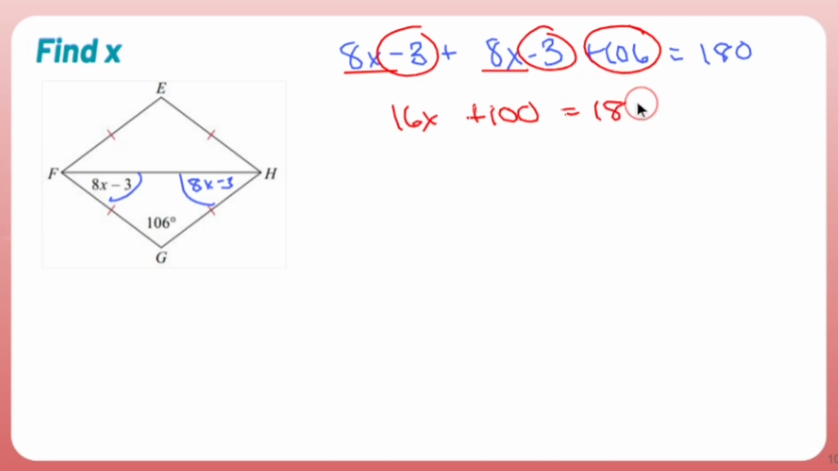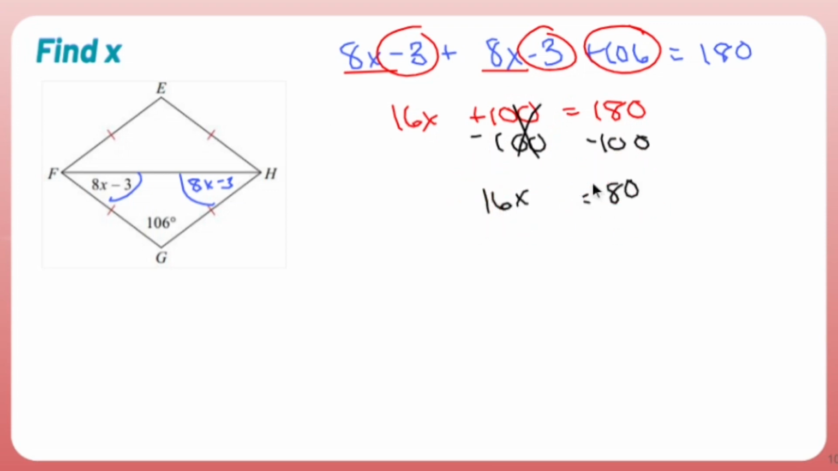That equals 180. Now I have a 2-step equation. First, subtract 100 from both sides. I think I can handle the math here. 180 minus 100 is 80. 16x is on the left still.